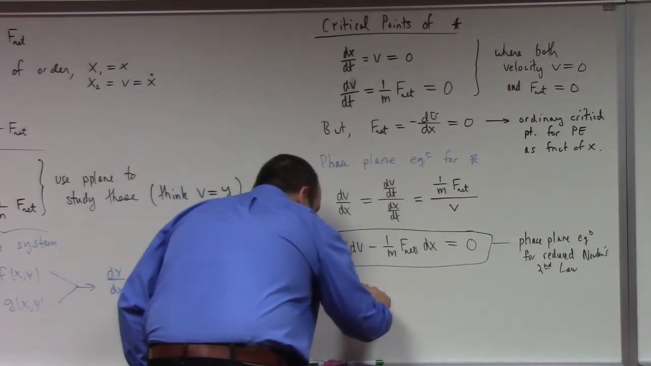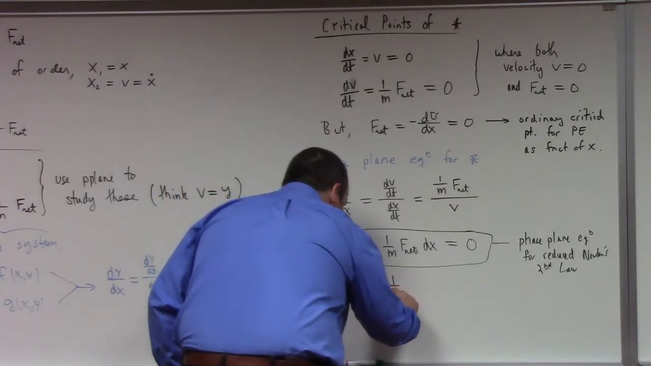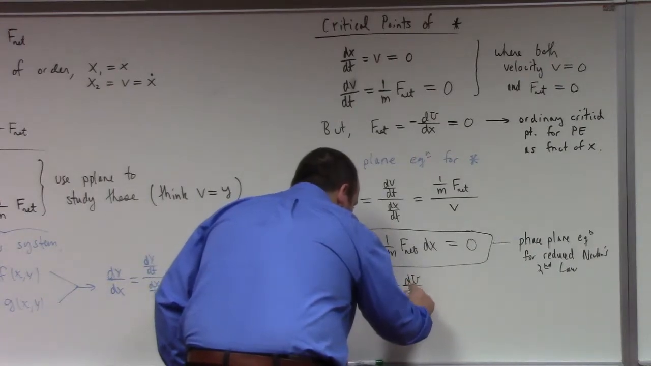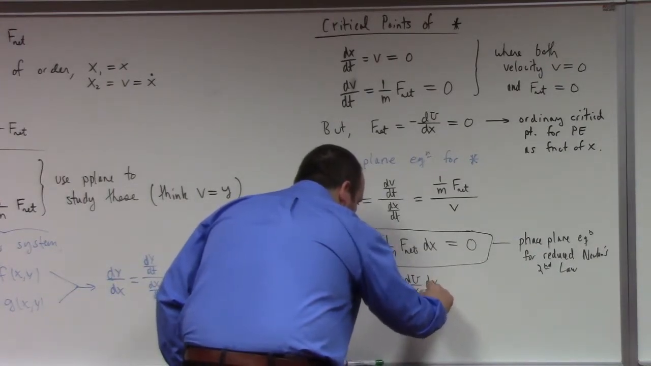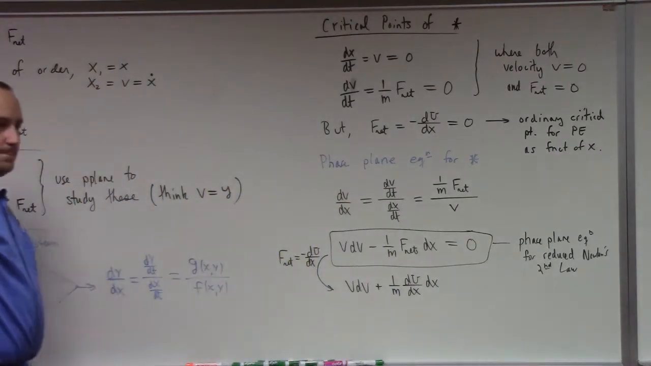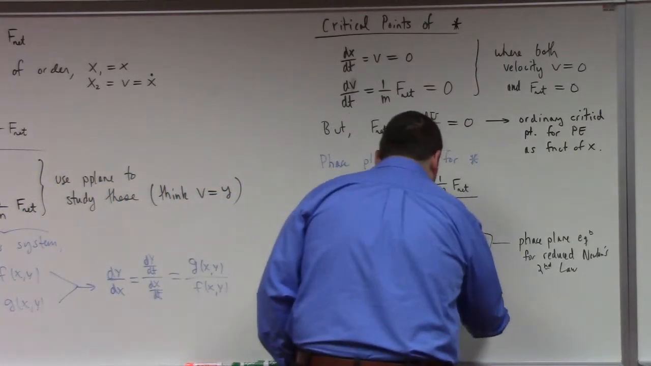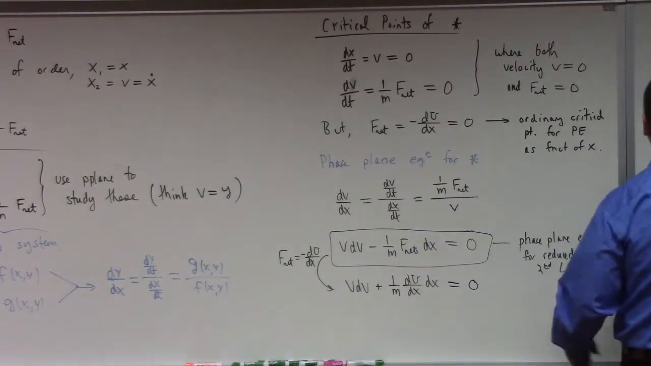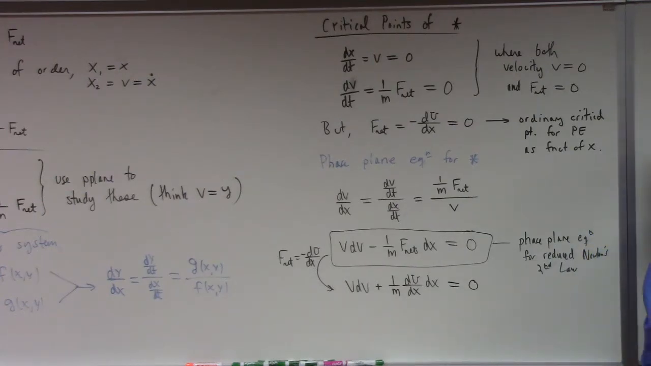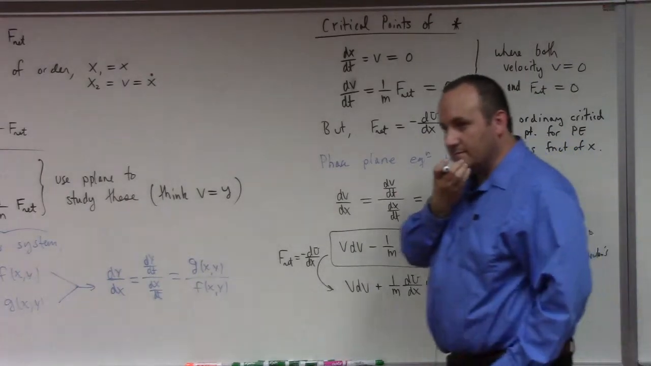We get v dv plus 1 over m du dx dx equal to 0, right? And if you multiply by m, we get what? We get mv dv plus du dx dx equal to 0, right?